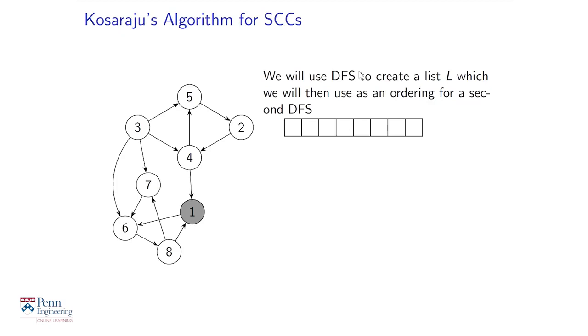Recall what finish times and start times are. We defined them in the last segment. It keeps track of the finish times, and it creates a list L in reverse order of the finish times, meaning that the vertex that finishes first is going to be put at the end of the list, and the vertex that finishes last is going to be put at the beginning of the list. So let's see this in progress on this example.